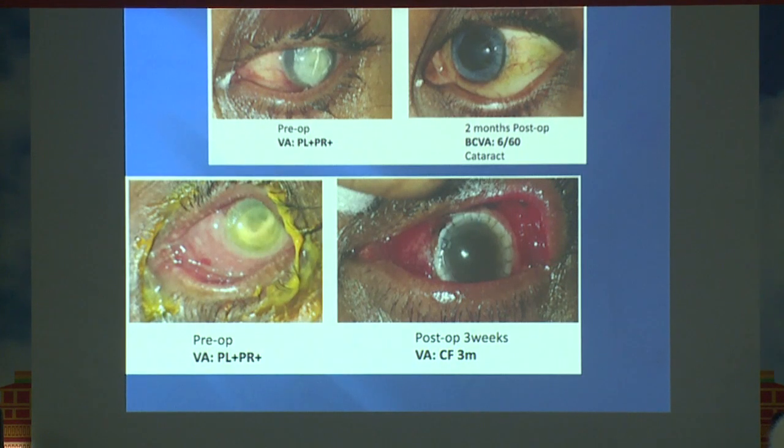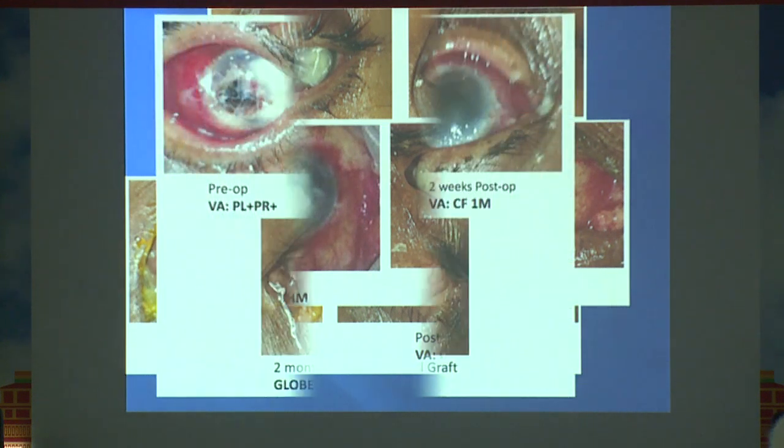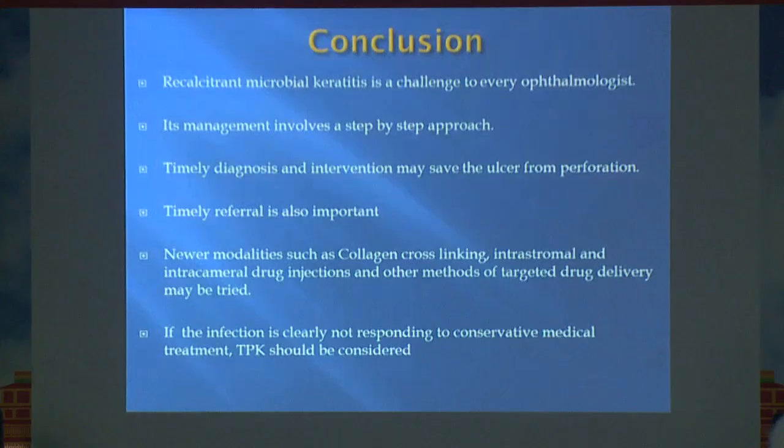So these are a few examples of the cases which presented as non-resolving corneal ulcer, and after therapeutic keratoplasty they have done well.